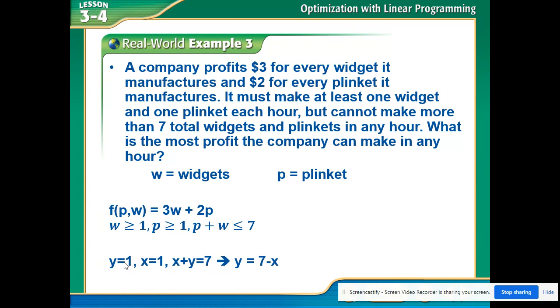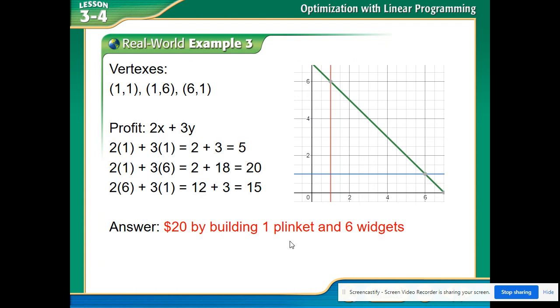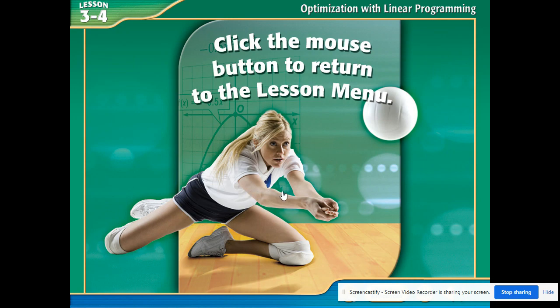Again, I go ahead and make them equals, move this one over, so it's Y equals 7 minus X. So here's what I get: a triangle, because I had these two in here. So where are my ordered pairs? I can make 1 and 1, 1 and 6, or 6 and 1. Going ahead and doing that, the most profit is here with a 20. So $20 by building 1 plinket and 6 widgets. And that's what I have for you today.